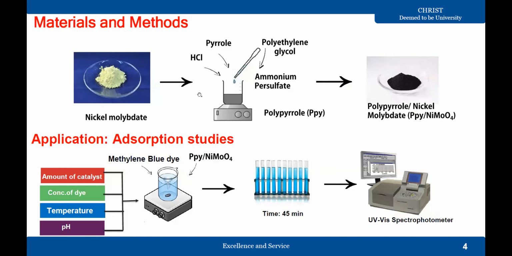Next slide, please. Nickel molybdate was synthesized from nickel nitrate and ammonium molybdate, and this was added to the polymerization mixture of polypyrrole, which includes HCl, pyrrole, polyethylene glycol, and dropwise addition of ammonium persulfate to form the polypyrrole nickel molybdate composite. The application studies were done for the adsorption of methylene blue dye along with the catalyst polypyrrole nickel molybdate. Different amounts of the catalyst, concentration of dye, temperature, pH, etc. were used to analyze the effect on the adsorption efficiency of the dye. The adsorption efficiency was analyzed using a UV visible spectrophotometer.